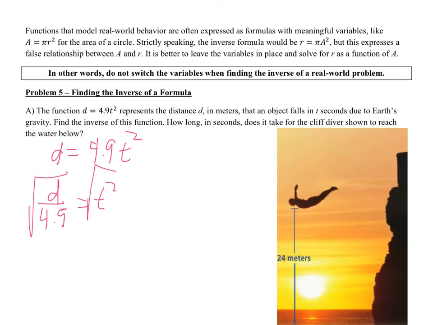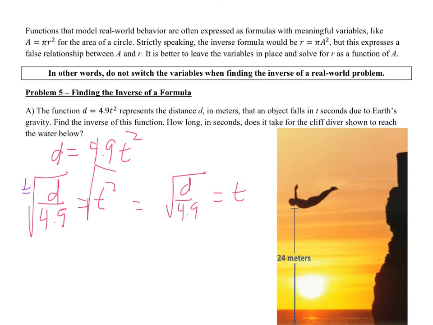We are talking about real life situations. If this was just a formula where I was asking for abstract thinking, we would put a positive negative here. But because we're talking about real life, when talking about time, you would just have the positive number. So it would be the square root of d divided by 4.9 that will give you your time. Why? Because you can't have a negative time.